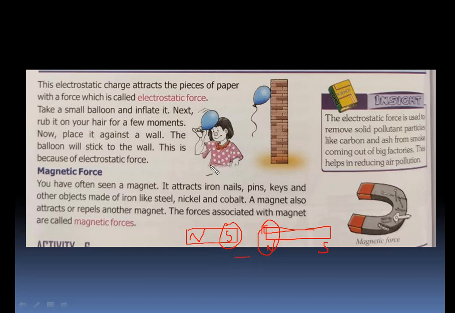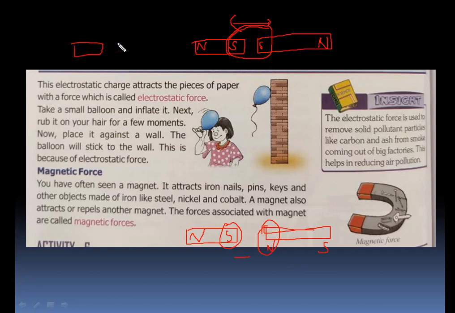Now on the other hand, if you bring two magnets, suppose this is north pole, this is south pole of the magnet, this is another magnet, this is south pole and this is north pole. In this case, the same poles of the two magnets are facing each other, south and south. So they will repel each other. They will try to push each other. Whether south or north face each other, like this, north, north, if the same poles face each other, they try to push each other. If the opposite poles face each other, they try to pull each other.